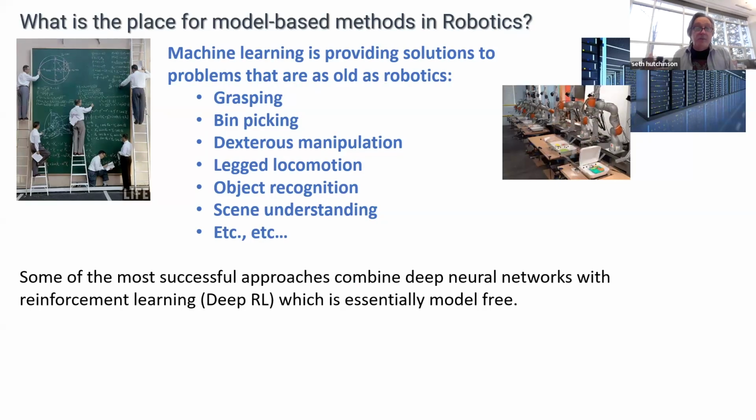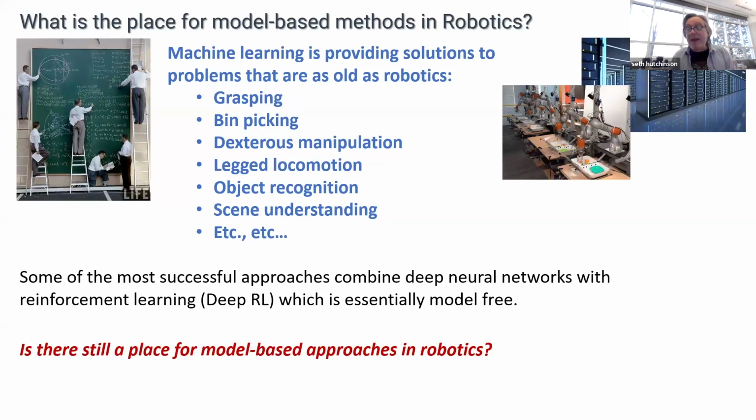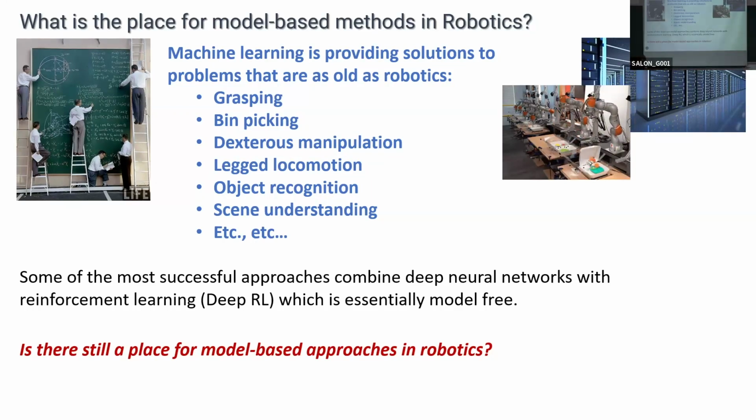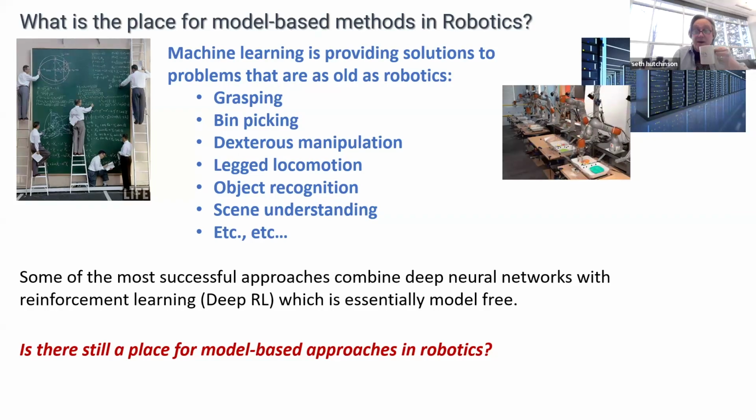Okay, so some of the most successful approaches that are happening right now in robotics are happening by combining deep learning with reinforcement learning, which is known as deep RL or deep reinforcement learning. And that's basically a model-free method based on what you acquire from data. And that raises the question, is there still a place for model-based approaches in robotics?